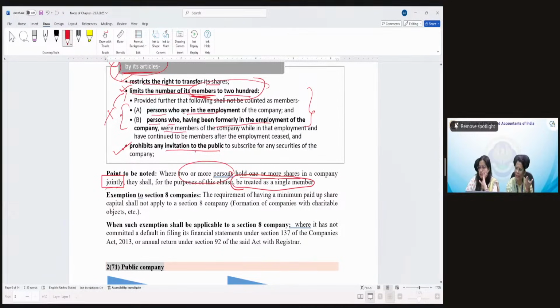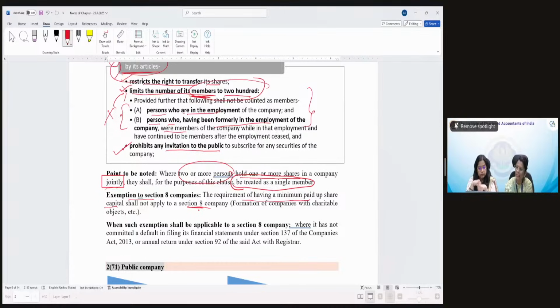There are also certain exemptions for Section 8 companies, and when that exemption is applicable is also given. The requirement of minimum paid up share capital is given in the Act for private companies, though it has not been specified, but with respect to Section 8 companies, this requirement is not applicable. They don't require holding of minimum paid up share capital. Section 8 companies are basically companies formed for charitable objects, with the intent of non-profit making.